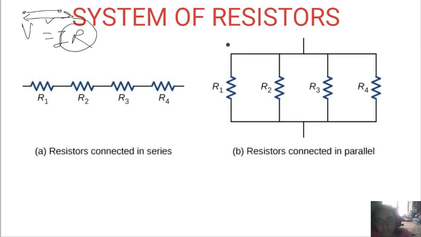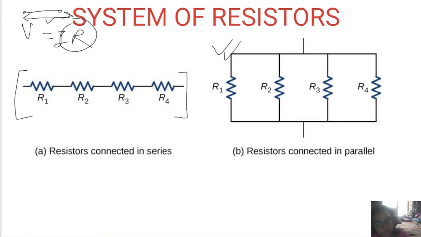put in a circuit in two ways. One is a series pattern, and another one is a parallel pattern. So we have to understand the difference between the two. In series, the resistances are connected to each other one after the other, right?